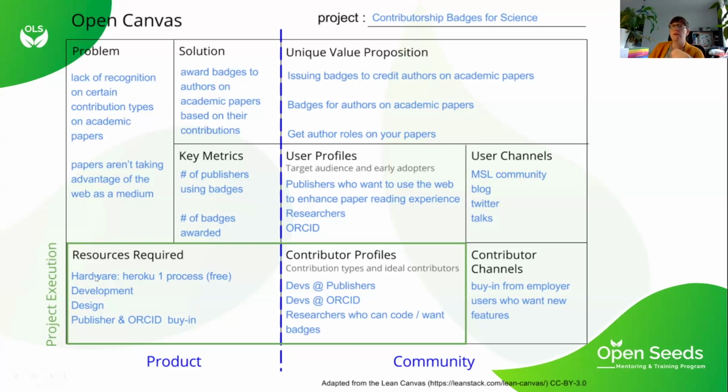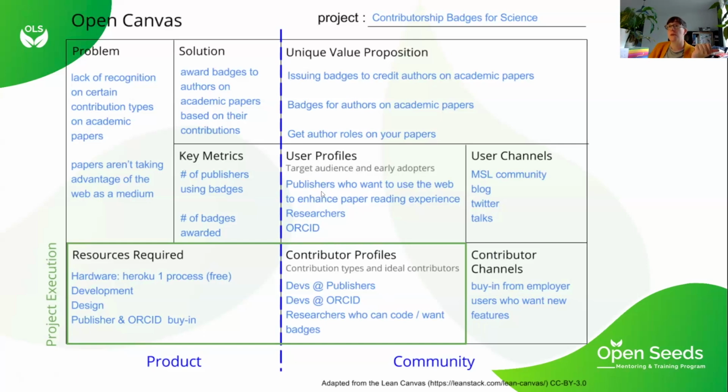How were they going to do it? What did they require? On hardware, Heroku one process, I don't even know what that is. Development, design, and then of course publisher and ORCID buy-in, so that you can actually see these badges in the ORCID platform, the contributor platform that I mentioned before. Going to the community, this person recognized that they could have different contributors: developers from publishers and ORCID, but also any researcher who can code and wants the badges.